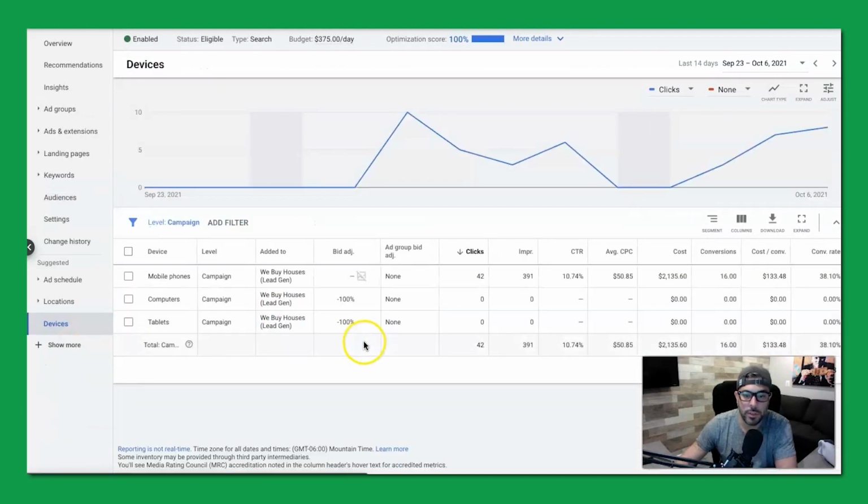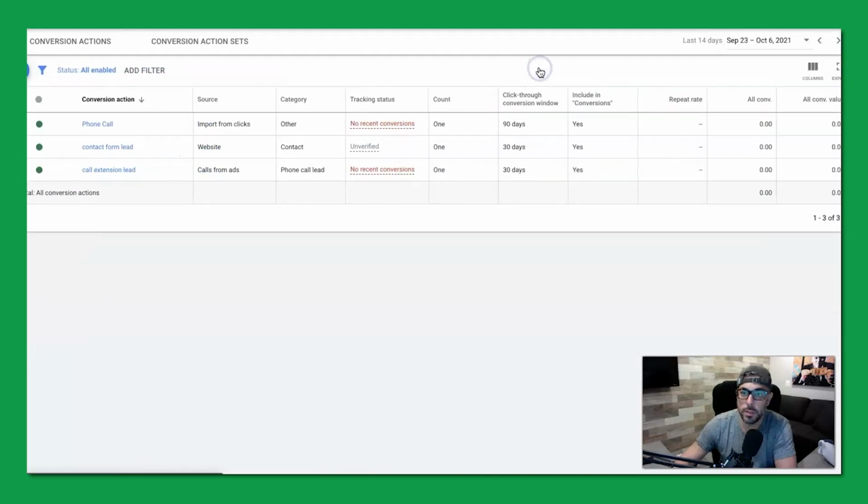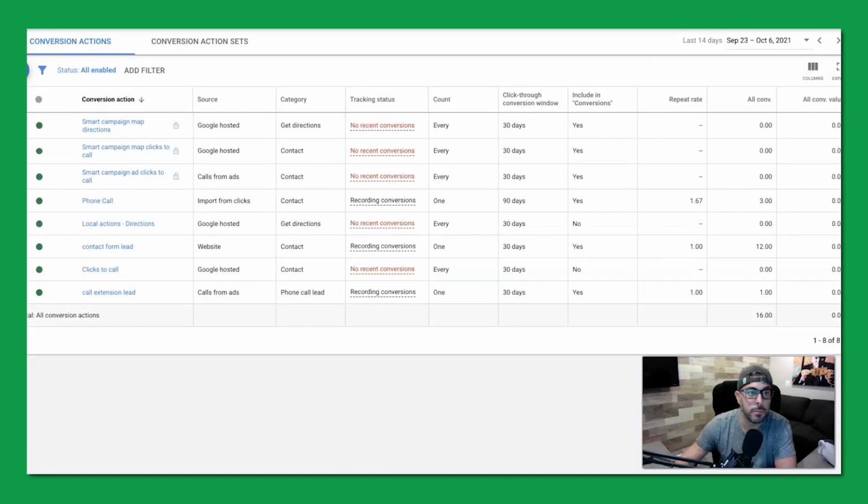If we go into the devices, you'll see we are only running cell phone traffic, mobile phones. So this is a mobile campaign. The desktop does not work well for this. That's something I should probably note. This is all mobile traffic, and it's mostly, I believe, inbound phone calls. Let's actually go take a look because I am unsure at the moment.